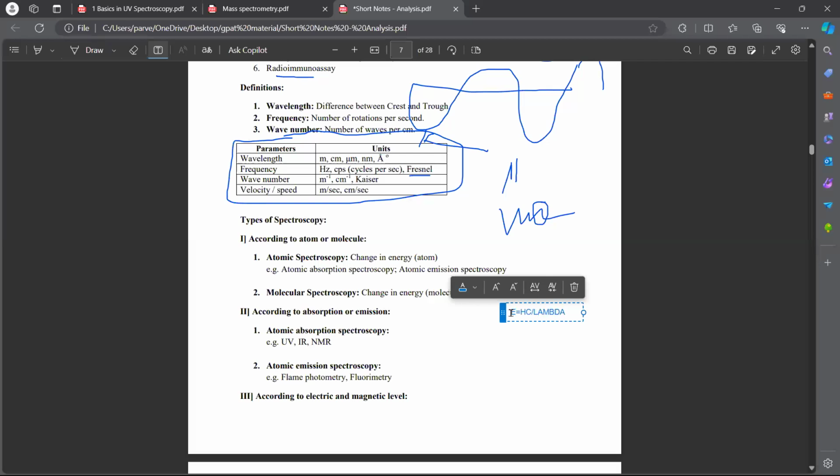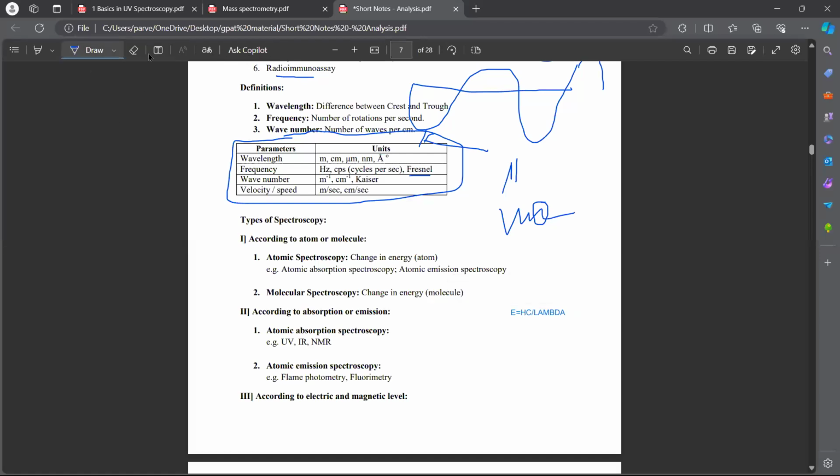So E is equal to hc by lambda. This is basically a classical equation, from which we can determine the energy of any wave by knowing the wavelength, or we can determine the wavelength of any wave by knowing its energy. So E is equal to hc by lambda is very important.